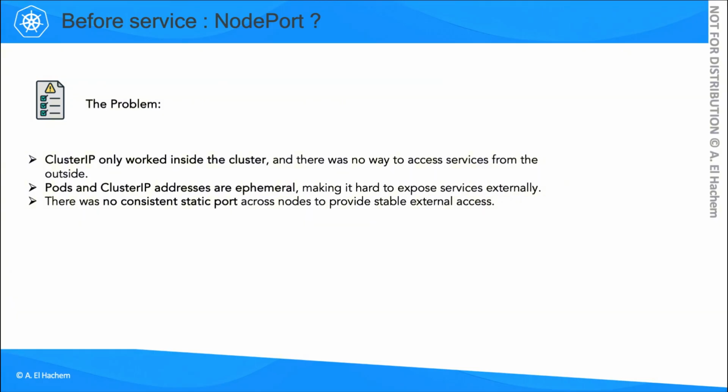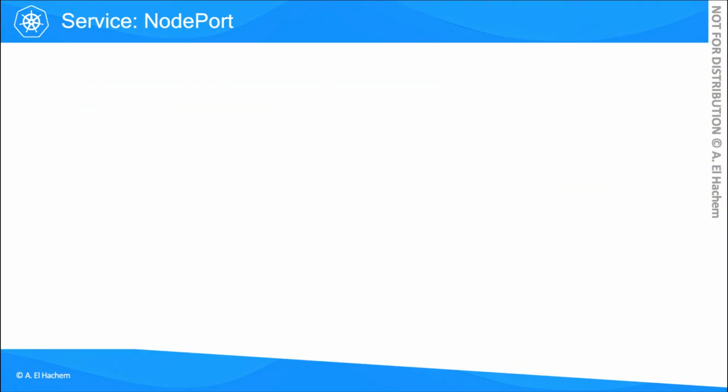Pods and ClusterIP addresses are ephemeral, making it hard to expose services externally. There was no consistent static port across nodes to provide stable external access. This is why Kubernetes introduced the NodePort service type. Let's break it down using the 5W2H method.